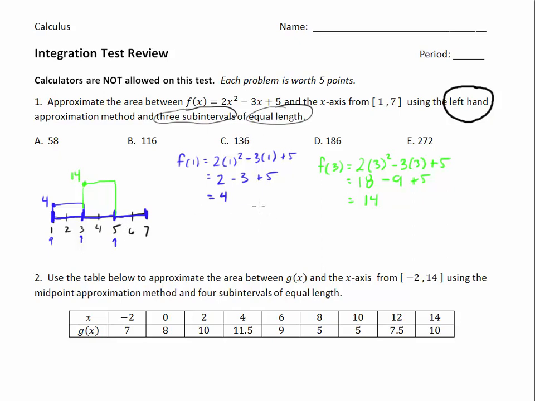And finally, let's see what happens when we plug in 5. So we get f of 5, 2 times 5 squared minus 3 times 5 plus 5. 5 squared is 25 times 2 is 50 minus 15 plus 5. So 50 minus 15 is 35 plus 5 is 40. So that would be much higher, right? Okay, so there are our 3 rectangles, how tall and how wide they are.